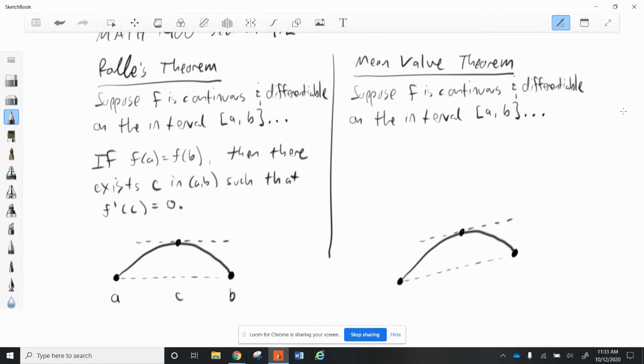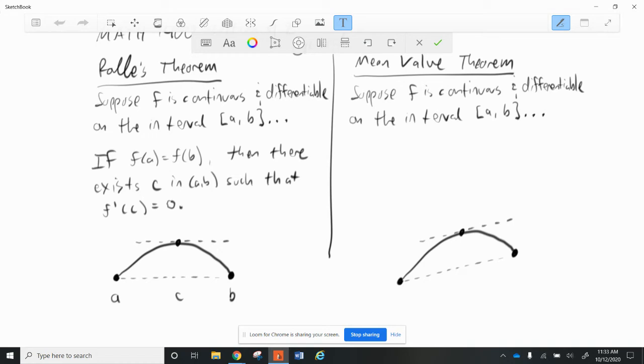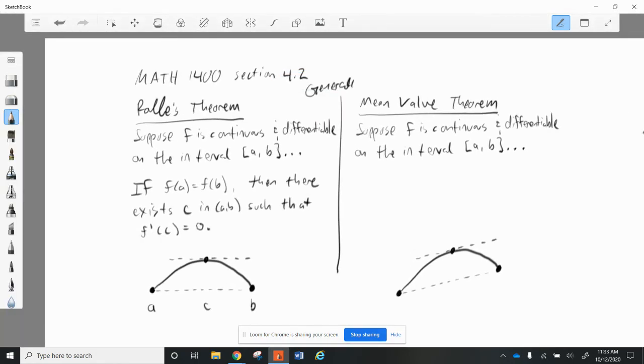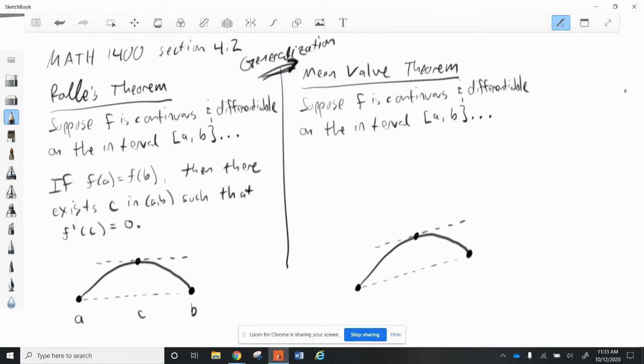So this is, by the way, a generalization, which means that basically Rolle's theorem is a special case of the mean value theorem. The mean value theorem incorporates Rolle's theorem as one case, but it is more general. Okay, it incorporates more than just Rolle's theorem, and it doesn't even start with an if. It just says, suppose f is a continuous differentiable function on the interval from a to b, like this here.